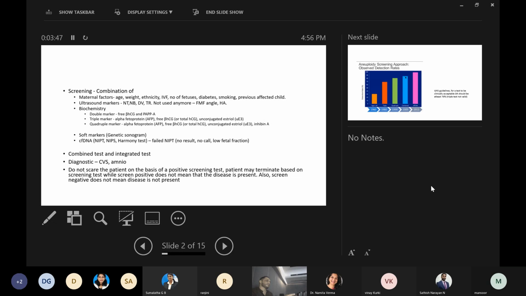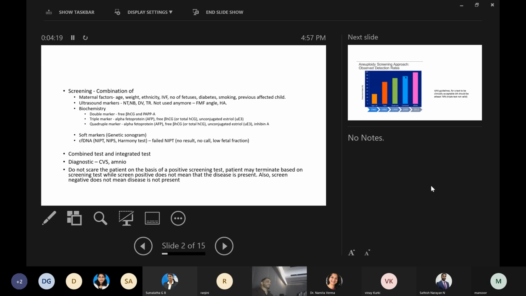Combined test is the first trimester test. We are taking into account the maternal factors, the ultrasound markers, the biochemistry double marker, free beta hCG and PAPP-A. This all together is known as combined test. Now, in the second trimester, if we are doing a quadruple test for that baby, and we are finding some soft markers in that baby, then all these things also we have to integrate with the risk which was already done in the combined test. So that is known as integrated test.